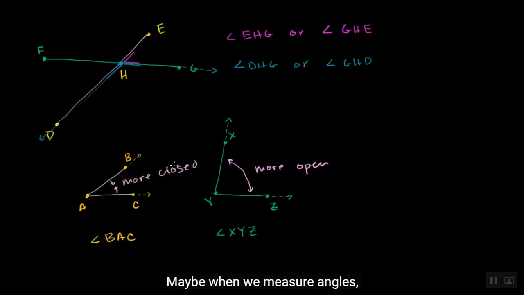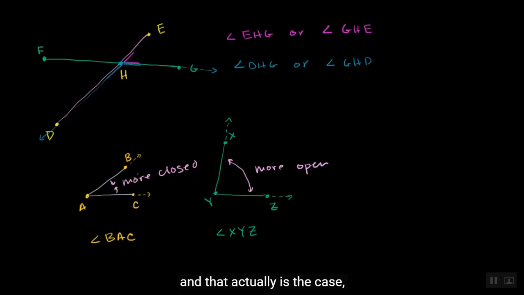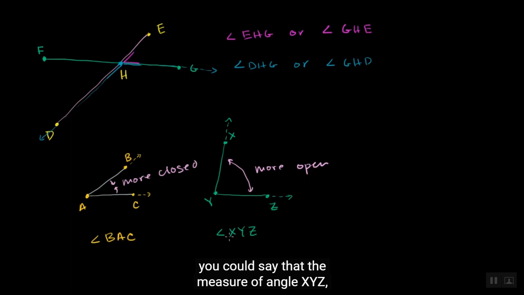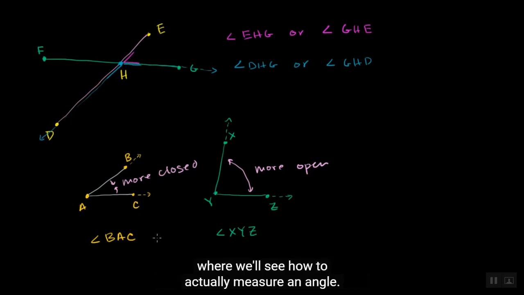So maybe when we measure angles, we should measure it based on how open or closed they are. And that actually is the case. Without even telling you how we measure an angle, you could say that the measure of angle XYZ is greater than the measure of this angle right over here. And any convention we use for measuring angles is essentially going to be a measure of how open or how closed an angle actually is. I'll take that up in the next video where we'll see how to actually measure an angle.